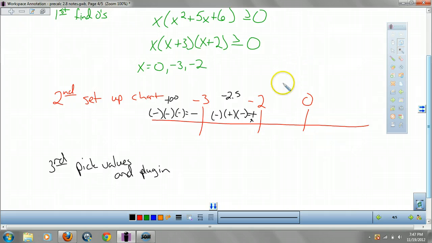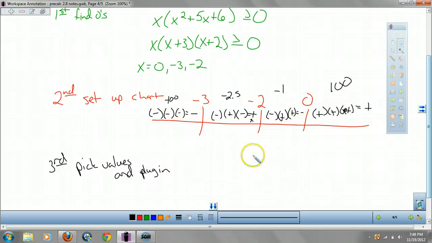Now a number between negative 2 and 0, negative 1. Negative 1 is negative, times negative 1 plus 3 is 2, which is positive. Negative 1 plus 2 is positive, so that is negative. And now a number greater than 0, 100. So I have a positive times a positive times a positive. Are you sure? I'm positive.